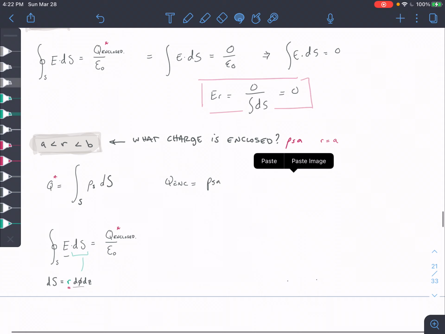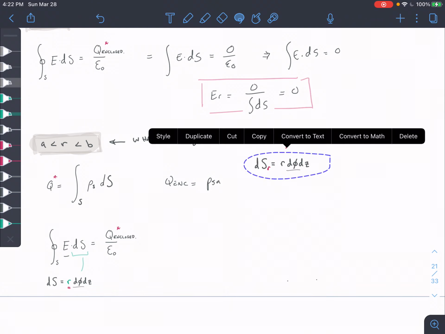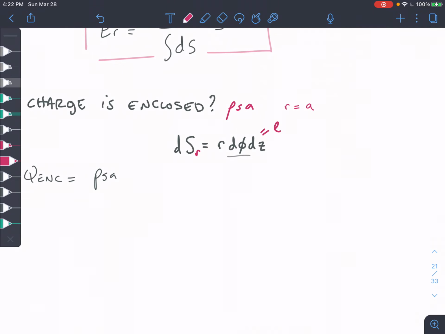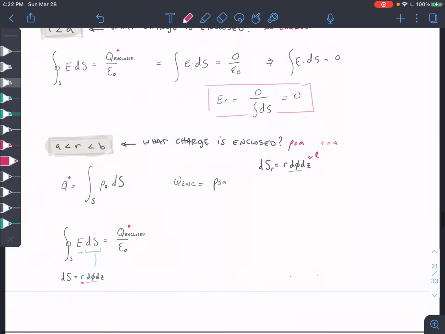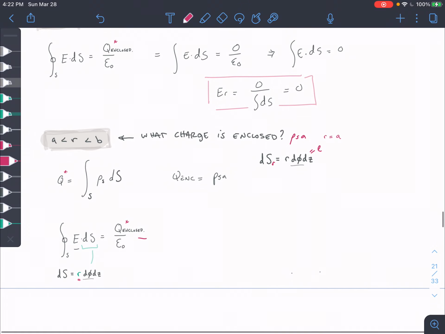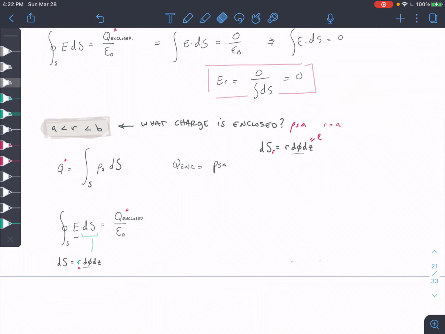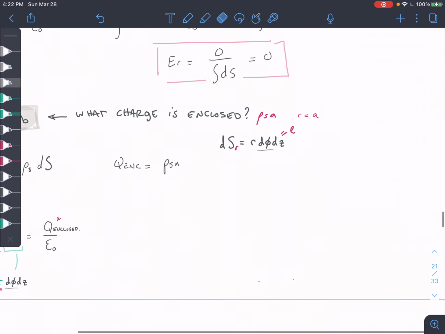Notice that because we have an infinite cylinder, we're going to model dz as L, because it's going to cancel on both sides. It's the same on the right side of the equation where we solve for Q enclosed, and on the left side where we solve for the Gaussian surface, because they both have an infinite length. So for ease in this problem, we can just model it as L. In this case also, r is going to be equal to A, because that's what it is for this surface.